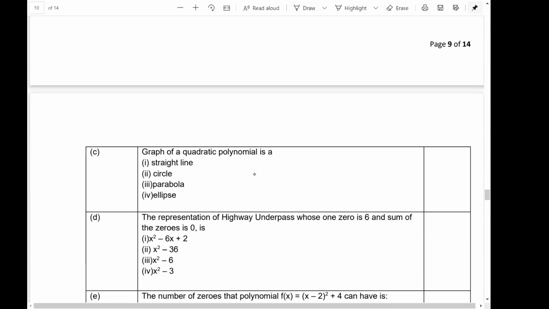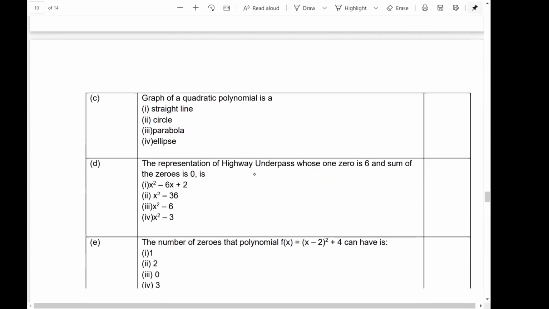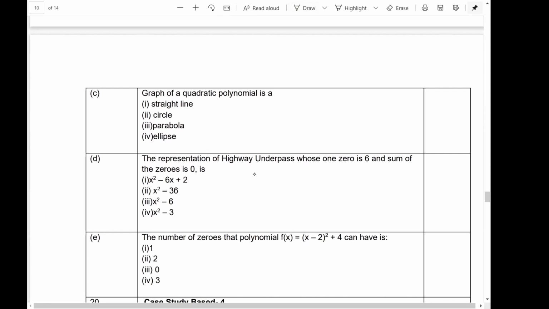Let's see the third question. The graph of a quadratic polynomial is a parabolic shape. It is already given in the paragraph as well. Option D, the representation of a highway underpass whose one zero is 6.